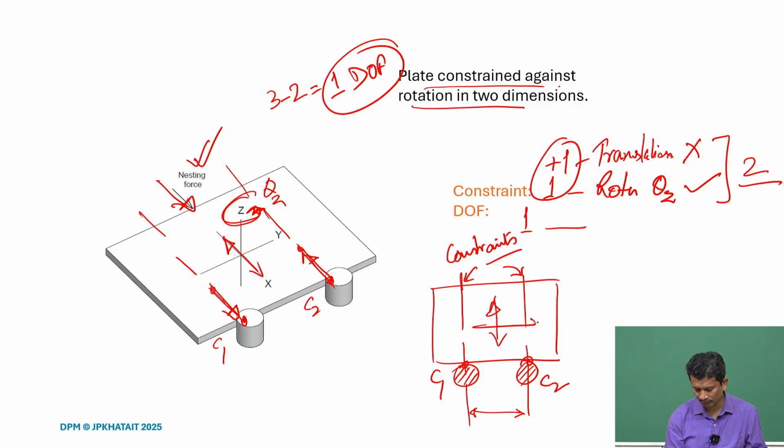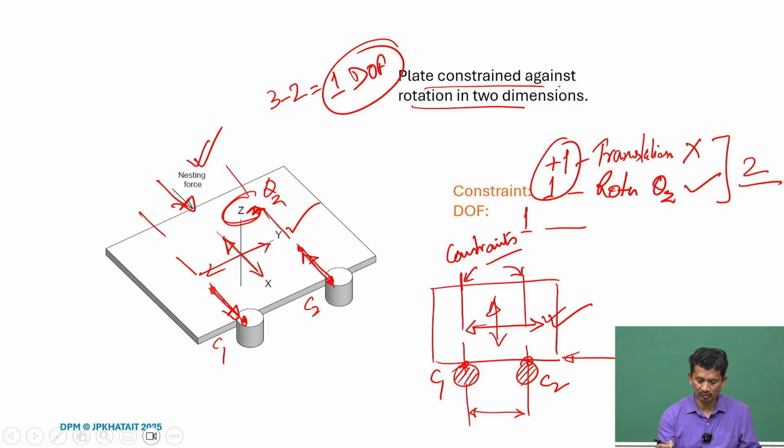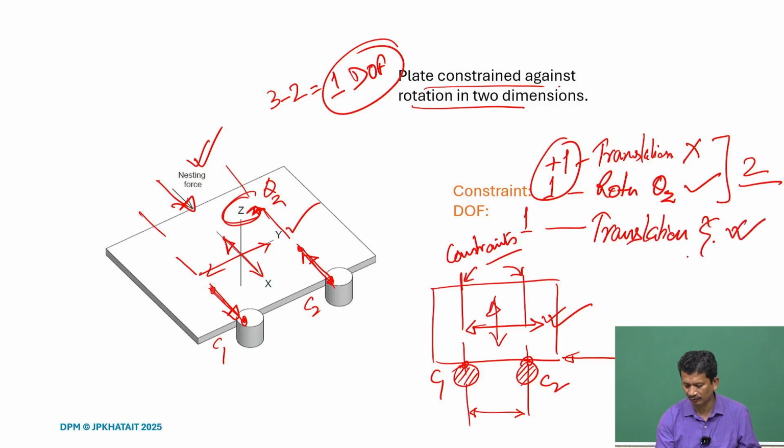What is that DOF? If we try to move in the y direction, there is no constraint provided along this direction. Therefore, it is possible to move in the y direction, so the degree of freedom in this case is the translation in the y direction. So, one contact, one constraint, 2 degrees of freedom; two contacts, two constraints, 1 degree of freedom. But the way we place the constraints or the contacts will define how we remove the degrees of freedom or how the constraint is imposed.